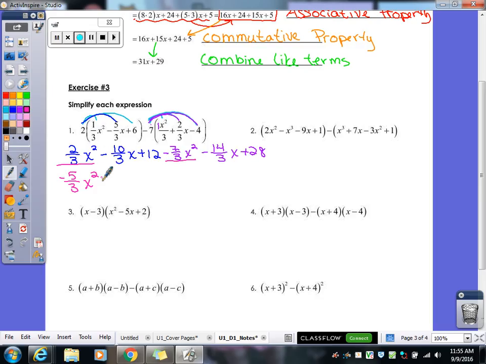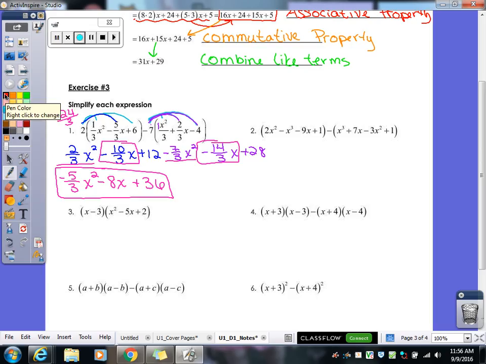So then our x's, we have negative 10/3 minus 14/3. What's negative 10? No. Negative 8. The way we got negative 8 is the negative 10 minus 14 would have given us negative 24/3, which simplifies to give you an 8. And then our 12 plus 28, that's the easy one. Plus 36. So here's our final answer.